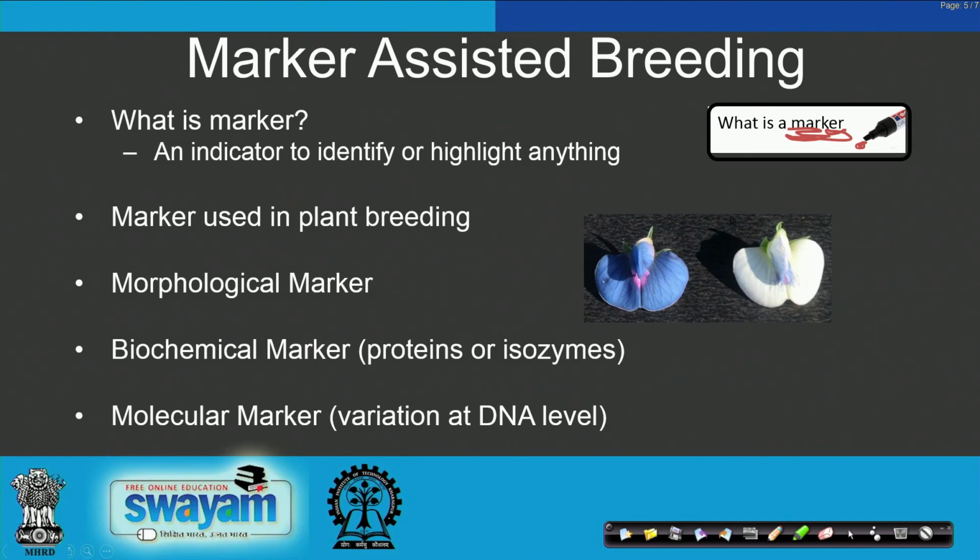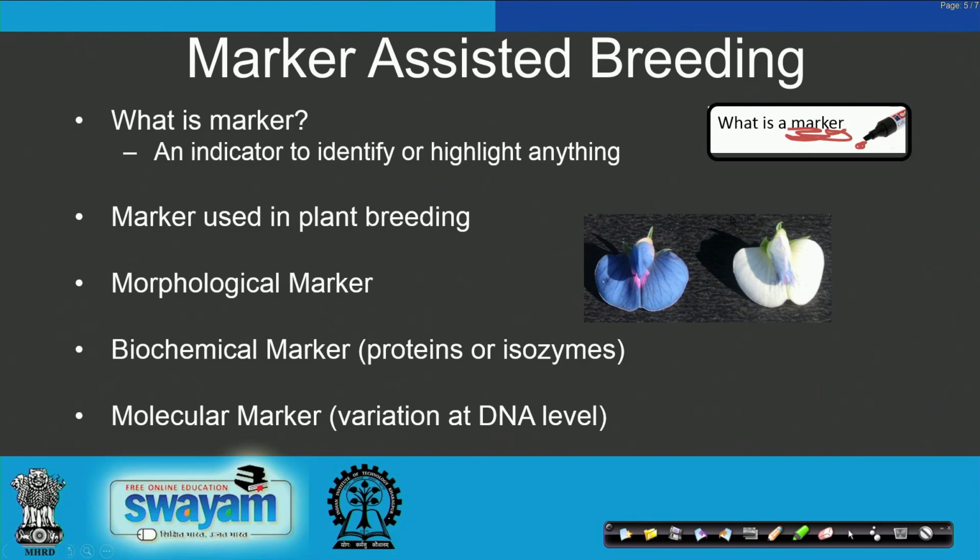It is an indicator to identify or highlight anything. It may be anything. Suppose in a particular paper a lot of sentences are available, and using a marker we have highlighted certain parts, so they will be easily visible. Nowadays, markers are highly used in plant breeding, and they are mostly of three types.